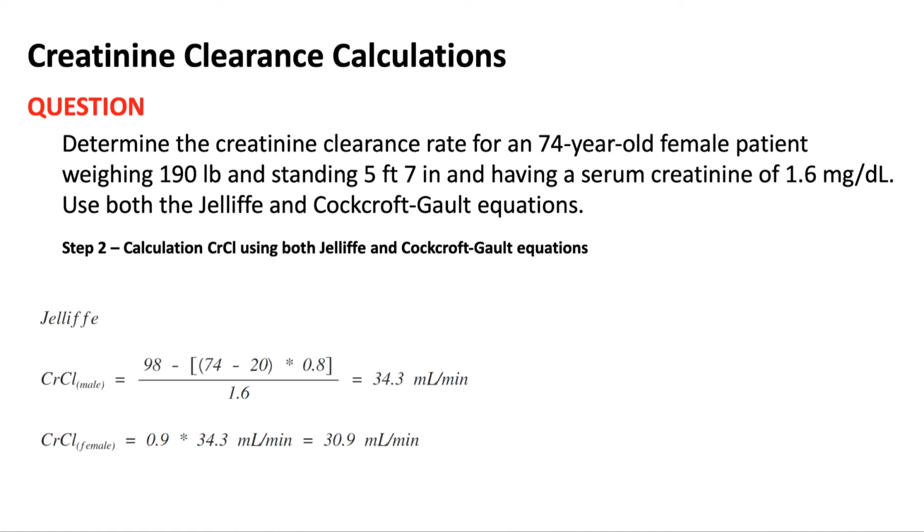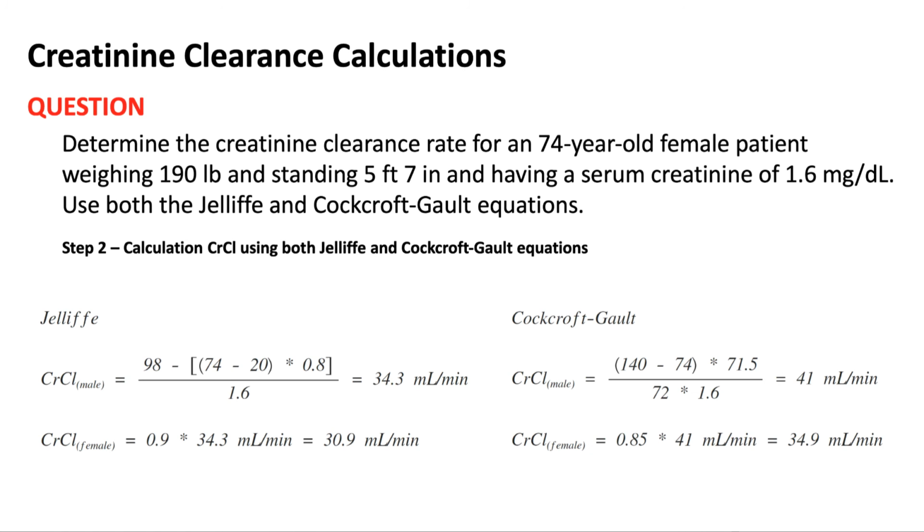But keep in mind that was the formula for the male. So to adjust it for a female patient, you take that value, 34.3, times 0.9. And so this patient's final calculated creatinine clearance using the Jelliffe formula would be 30.9 milliliters per minute.